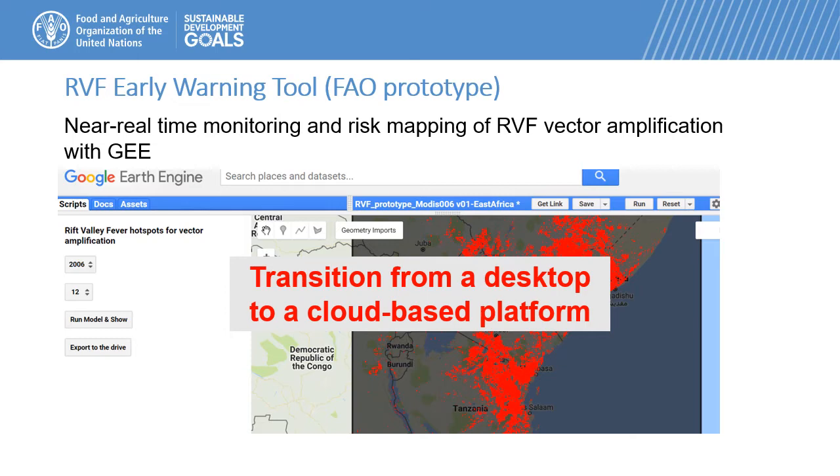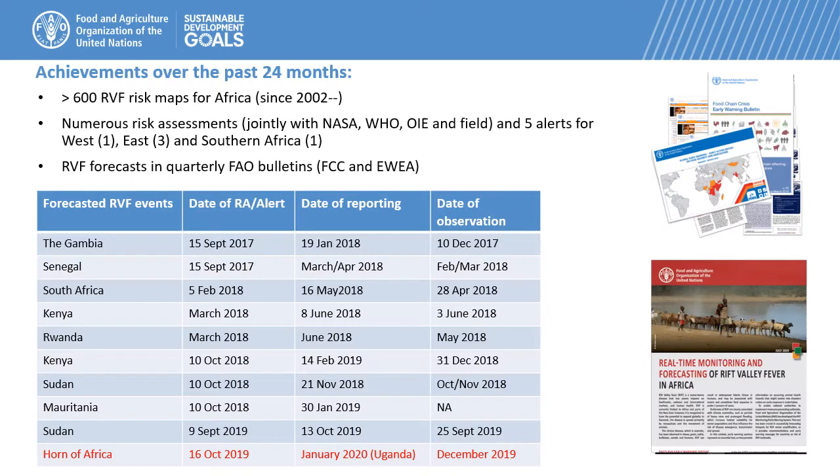And so we were able to transition from a desktop to a cloud-based platform, which significantly increased our prediction capacity during the past 24 months. Since we moved to the platform, we have produced more than 600 Rift Valley fever risk maps for Africa, because we have calibration models for different regions. We have produced a number of risk assessments jointly with our partners, NASA, WHO, IE, and also colleagues in the field. We have produced a number of alerts for West, East, and Southern Africa.